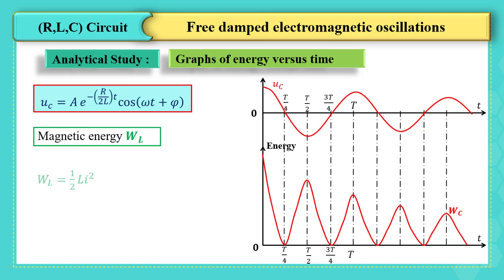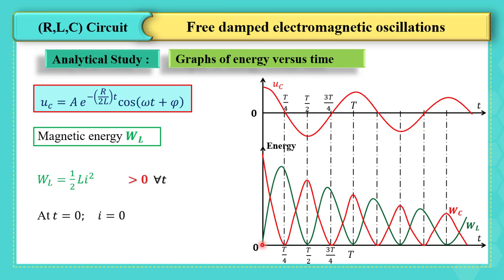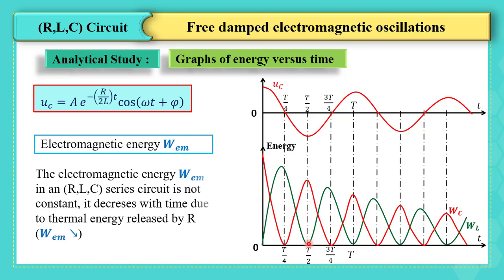According to the magnetic energy, it is half L i squared and also it is positive. But at T equals 0, the current was 0. Thus, it is represented as the green curve in the adjacent figure. Finally, the electromagnetic energy, which is the sum of both, is clearly not constant. It decreases with time due to thermal energy released by R, and it's shown in the blue curve in the adjacent figure.